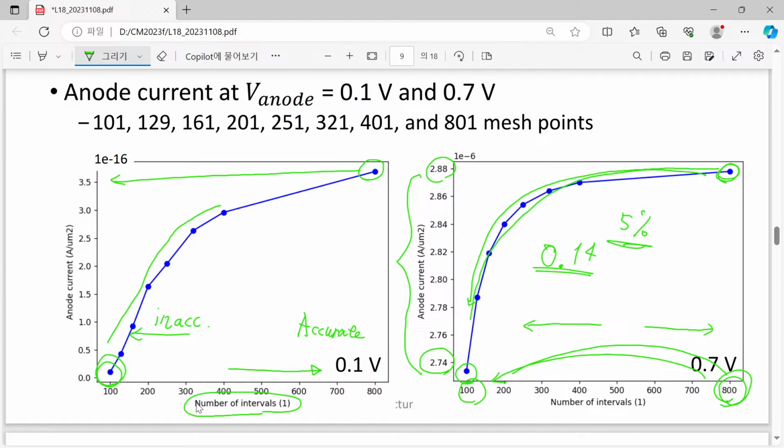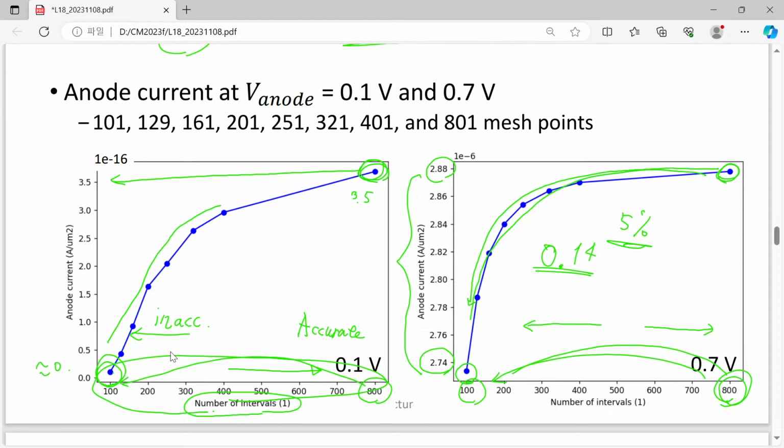But please have a look at this case. When we introduce 8 times fewer points, what happens? Previously we had 3.5 or slightly higher, and it is now almost close to 0. We completely lose the current. I mean that 100% error is involved in this case.